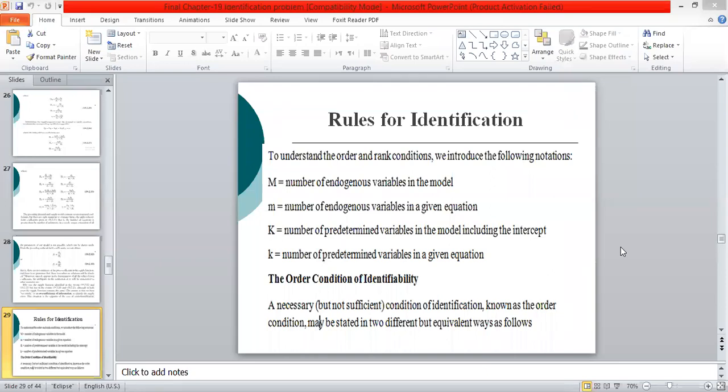Bismillah ar-Rahman ar-Rahim. In the previous class, we were discussing the order conditions of identifiability. In today's class, we will start from the order conditions.